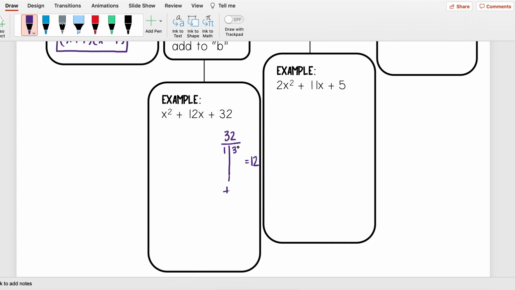Well, 1 plus 32, no. 2 times 16 is 32, but that doesn't add to 12. 4 times 8 is 32, and I see that that does also add to 12. And so my answer here would be x plus 4 times x plus 8. I just put my 2 factors in the parentheses.